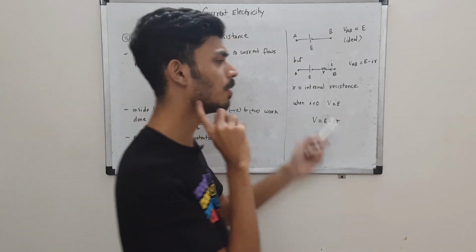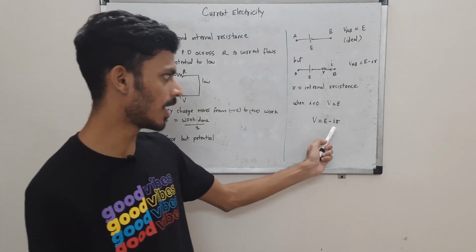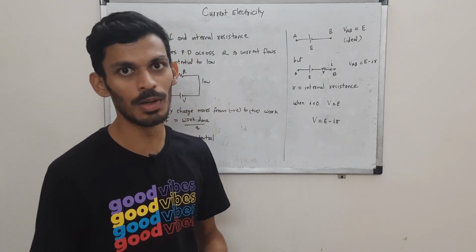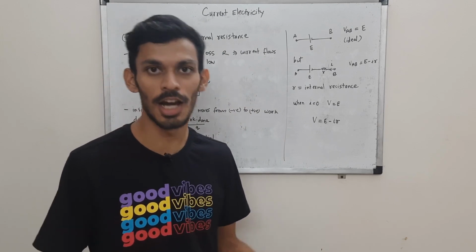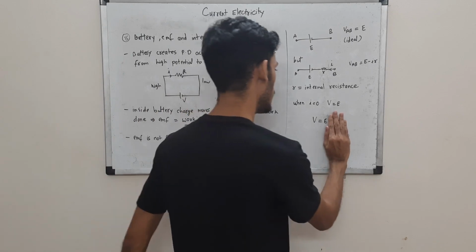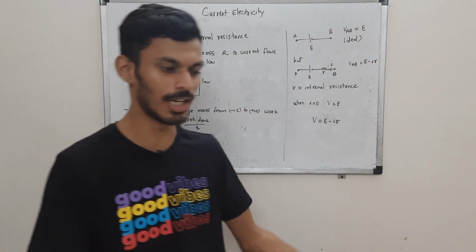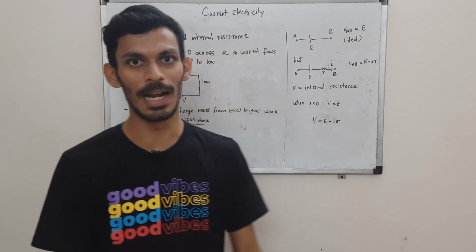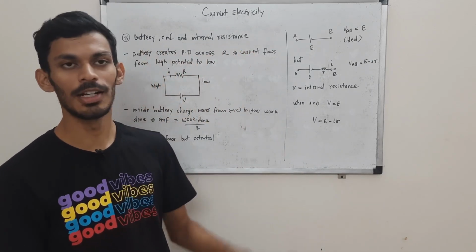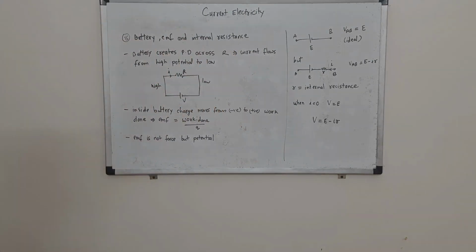When I is 0, meaning you are not using the battery, it's just there, there will be no resistance for the charge, since charge is not flowing. So I is 0, this term will be 0, and you'll have V equal to E. Ideal case, you're not using the battery: whatever the rating is, that is the voltage across the battery. So that's about internal resistance, battery and EMF. Let's move to the next section.